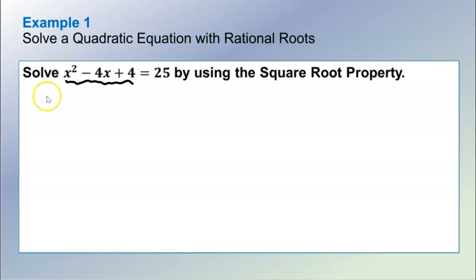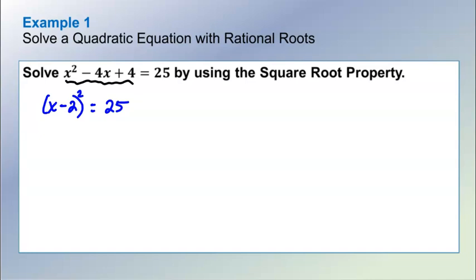Well, I know that x minus 2 times x minus 2 would give me a perfect square trinomial, because negative 2 times negative 2 is 4, but negative 2 plus negative 2 is negative 4. So when I have a perfect square trinomial, I can write it as a binomial squared. And the binomial squared in this example would be x minus 2 squared. So x squared minus 4x plus 4 is the same as x minus 2 squared. Now this is going to equal our 25 on the right hand side.